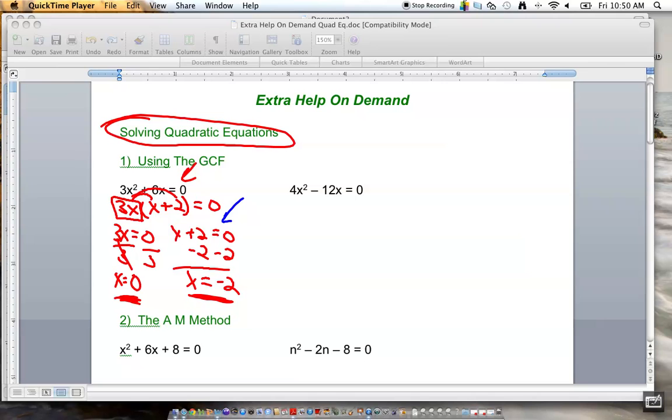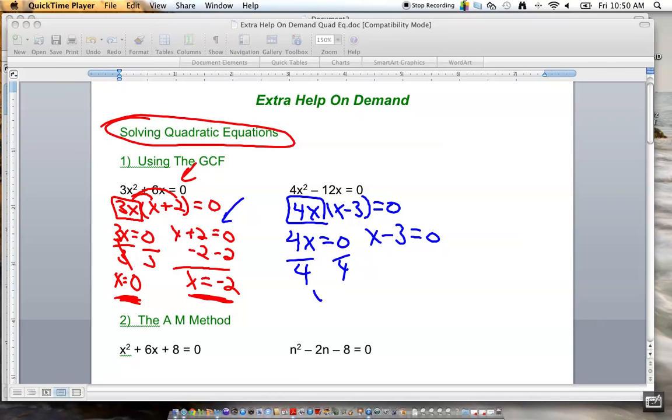Again, same idea here, looking for the greatest common factor. These were the ones that surprisingly gave a lot of kids difficulty. Maybe it's the guy on the left. In other words, maybe it's the factor on the left, 4x equals 0. Maybe it's the guy on the right. In other words, the factor on the right. Divide by 4, x equals 0. Add 3, x equals 3. So there are my solutions for using the greatest common factor type.